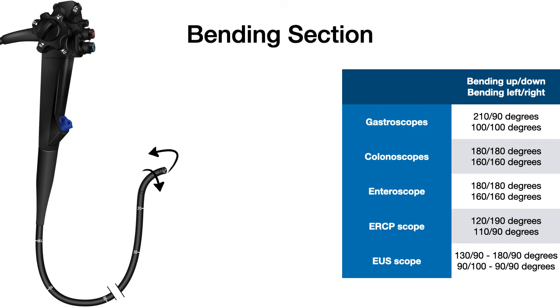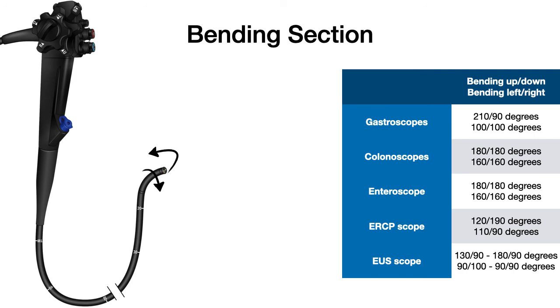So let's look at this, and why is this important to know the bending section. So say for example, you are taking care of a lesion high up in the stomach where you need to deflect your tip all the way up. You should check your scope and make sure it is able to flex all the way up with a maximum of 210 degrees so that you could reach those areas and manage the problem. That's why it's important to check what type of scope you need.